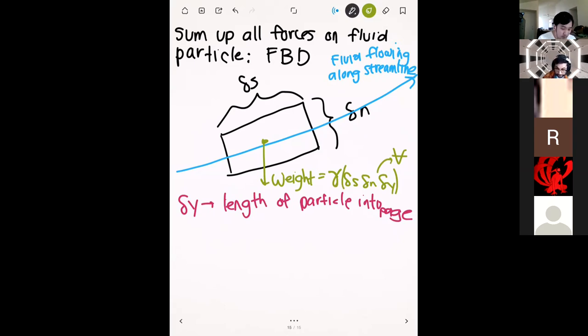And in addition to weight, we also have pressure forces. Just like we saw last week, because a pressure develops in a fluid, this pressure is going to exert force. Because we have a moving fluid, we're going to assume that the pressure force on the bottom side or the left side of the particle is going to be different from the pressure force on the right. So I'm going to denote them by P force 1, and on the right we have P force 2.